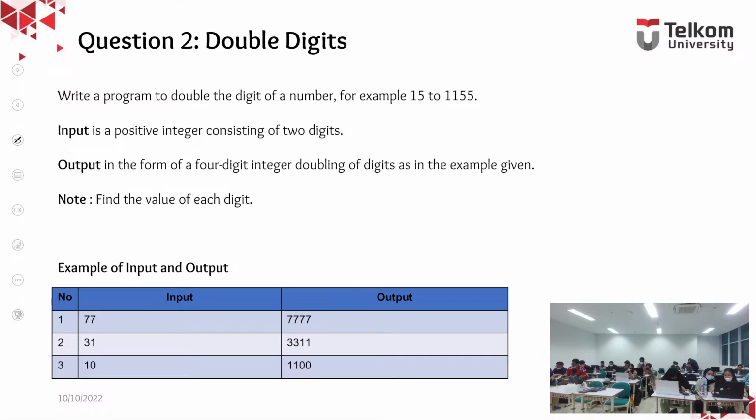Is the positive included? There is a positive integer consisting of 2 digits, in the form of a 4-digit integer, doubling the digits as in the example given. Find the value of each digit. Okay, it's a little bit challenging. Please solve this question.